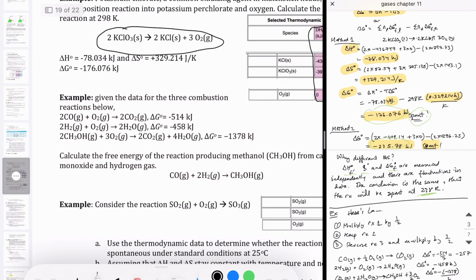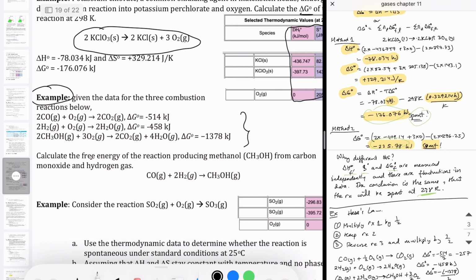Now let's take a look at the second example given in your lecture notes. And here we see that we're given a series of reactions. All of these are combustion reactions, and we were told to calculate the free energy for the reaction where methanol is produced from carbon monoxide and hydrogen gas.